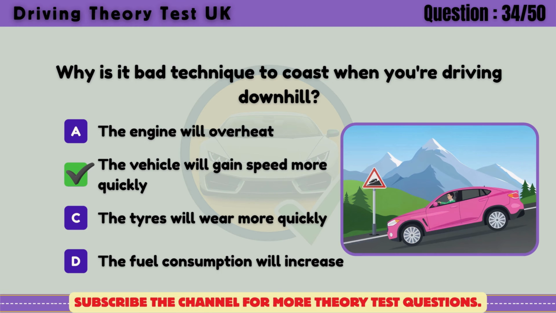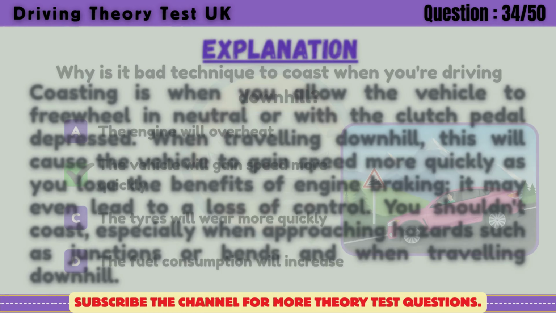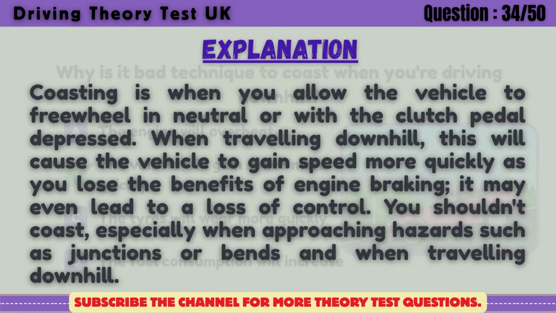Answer is B. The vehicle will gain speed more quickly. Coasting is when you allow the vehicle to freewheel in neutral or with the clutch pedal depressed. When traveling downhill, this will cause the vehicle to gain speed more quickly as you lose the benefits of engine braking. It may even lead to a loss of control. You shouldn't coast, especially when approaching hazards such as junctions or bends and when traveling downhill.